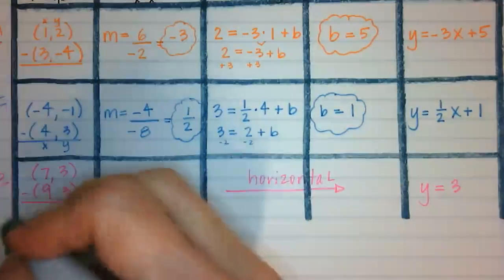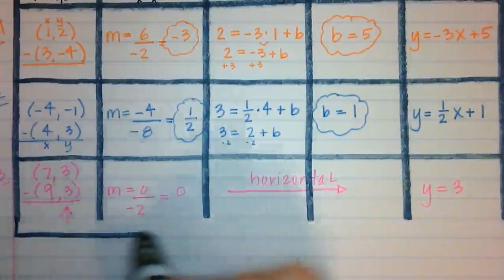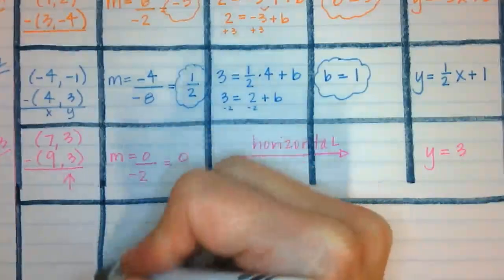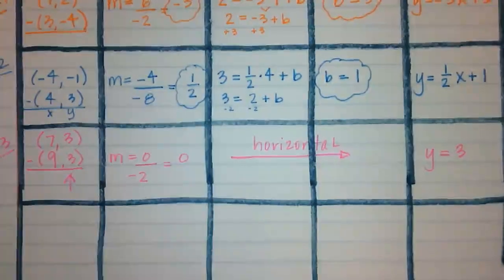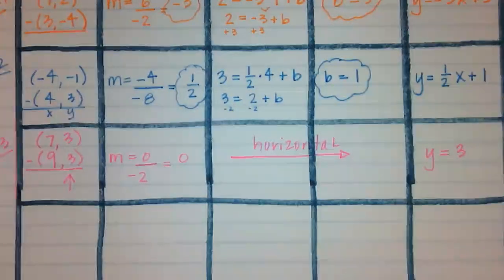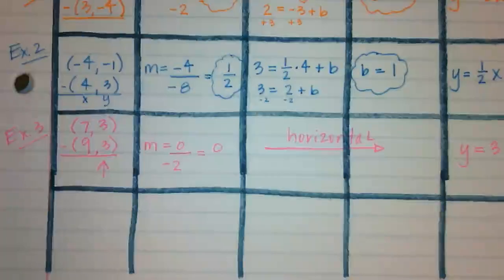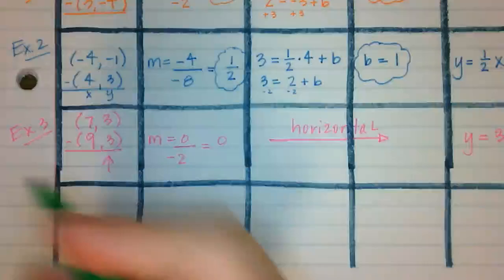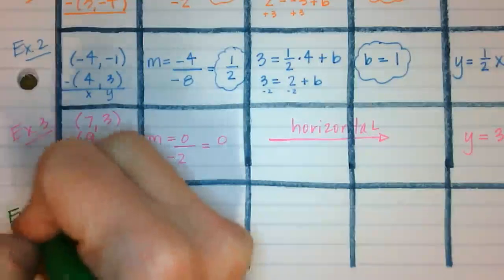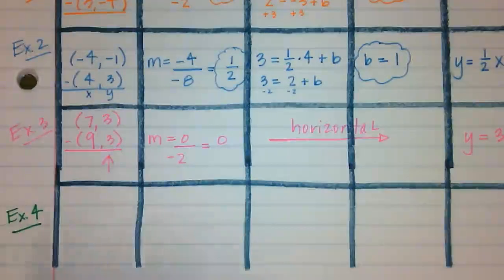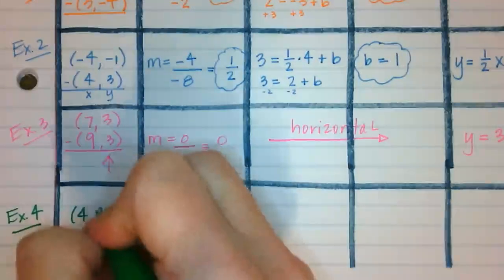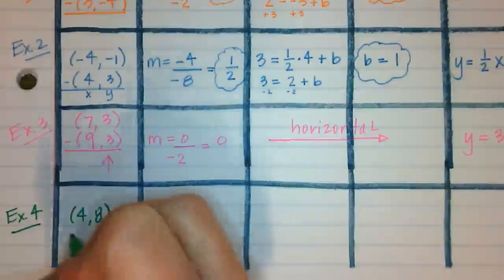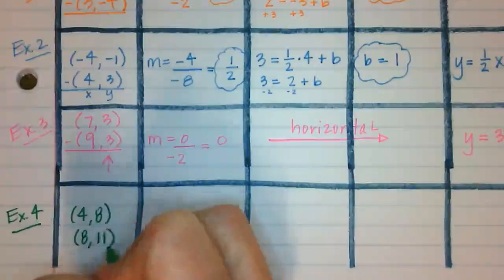I'm going to try and do one more example, although I'm pretty sure that the bell is about to ring. So if that happens, just bear with me because I'll probably pause to let that finish. Whoops, yikes. So here we go with example 4. This time I'm going to give you the points (4, 8) and (8, 11).